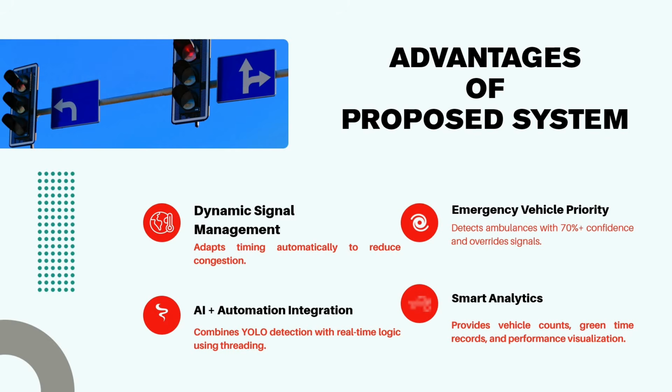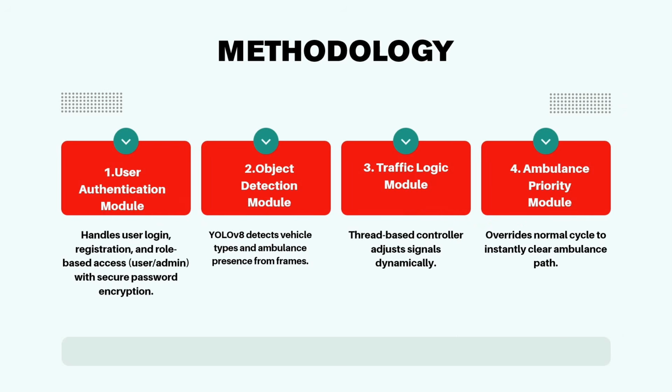AI plus automation integration. This project doesn't need any human input. It will work 24/7 without any human help or intervention. Then smart analysis. This project not only counts common vehicles, it counts vans, buses, bicycles, cars, and trucks individually. With the help of that, we can calculate the overall density. See the advantages here.